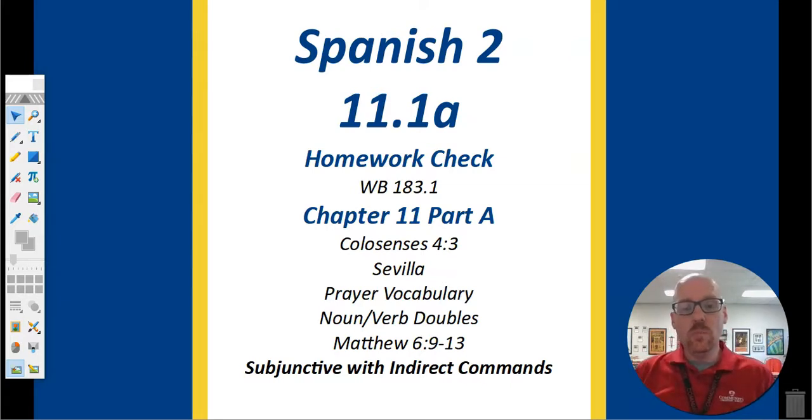We're going to start today with our homework check. That's from your workbook, page 183, página 183, actividad 1. And then we will look at the first part of capítulo 11, chapter 11.